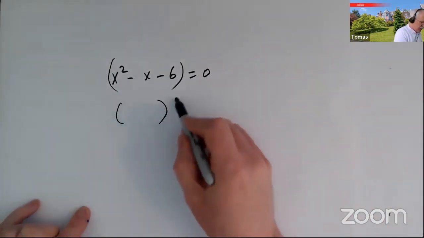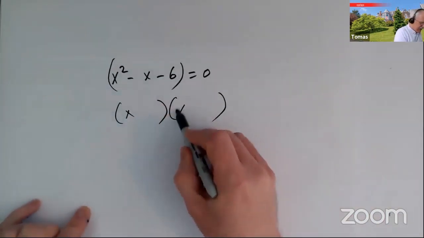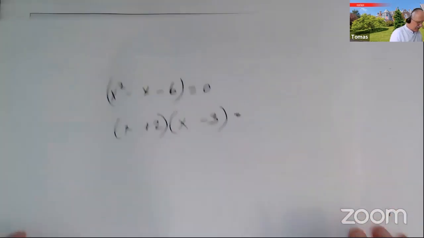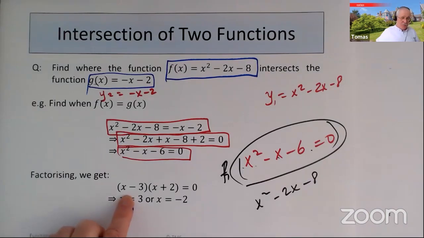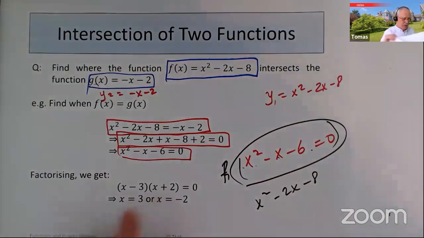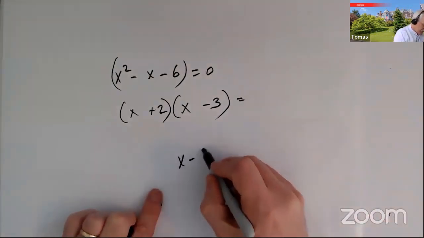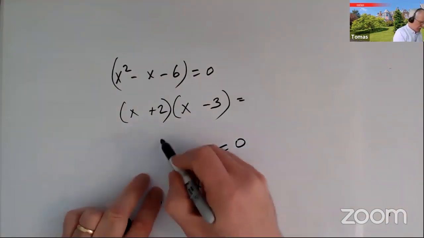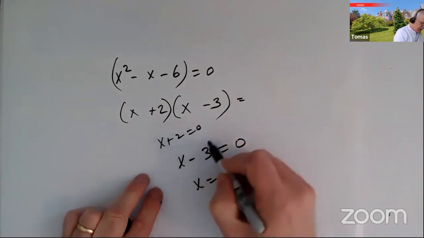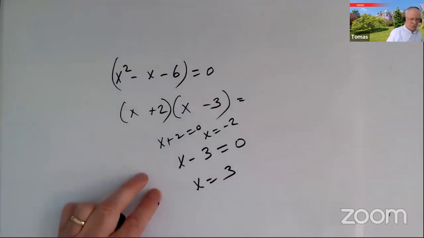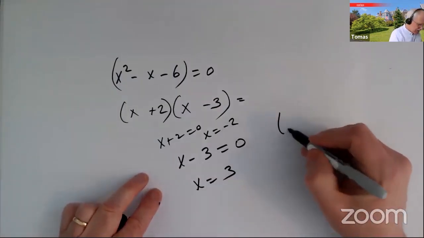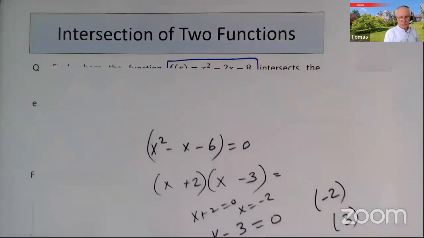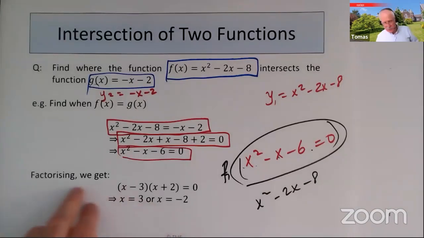So people might be good at the factors, and they might say it's x and x. 6 is probably minus 3 and plus 2, and they'll get the factors that way. With x minus 3 as a factor, x equals 3 would be a root. If x plus 2 is a factor, x equals minus 2 would be a root. So the roots seem to be at minus 2 and at plus 3. And that's one way of doing it.